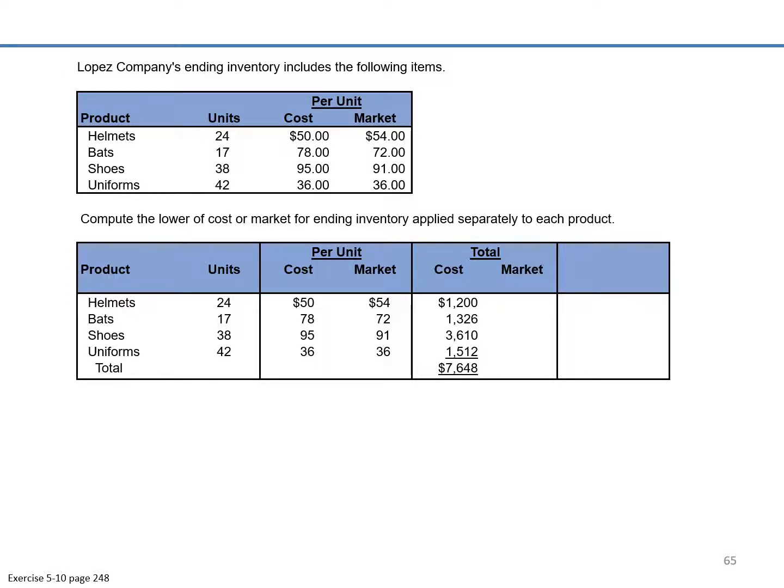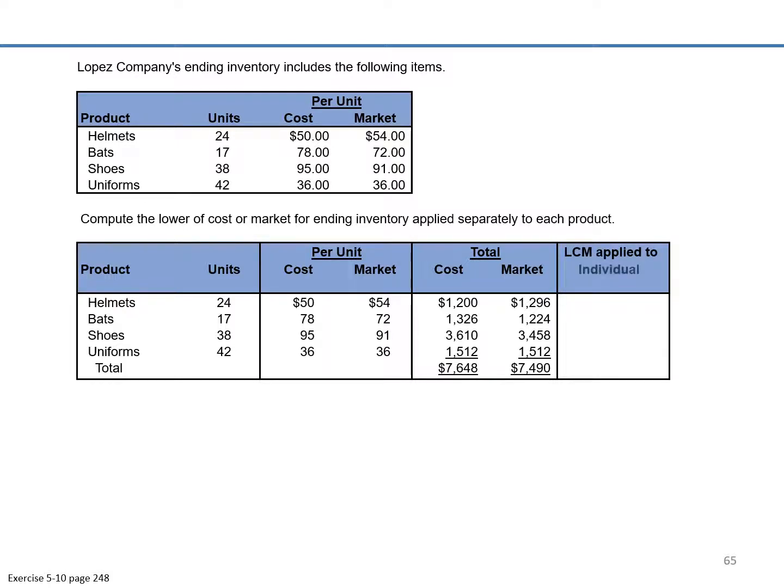So we have total cost of 7,648. Now if we take our total units times our market price, 24 times 54, that's 1,296. Total bats, 17 times a market per unit of 72, 1,224. Shoes, same thing. Uniforms, same thing. So we have total market of 7,490.